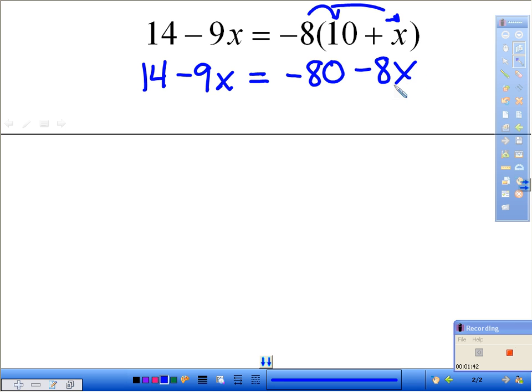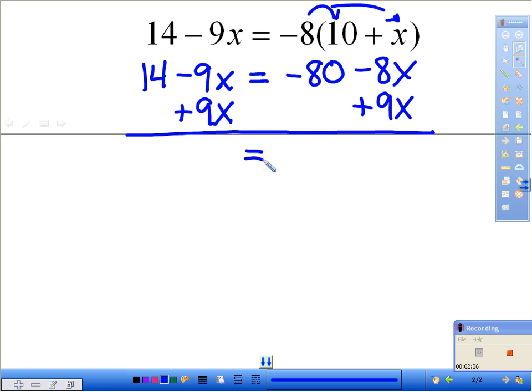Now I have an equation that has a variable on each side. Again, I need to bring all of the variables to one side, all the constants to the other. I'm going to bring all of the variables to the right side this time, and I'm going to do that by adding 9x on the left and adding 9x on the right. Bring down my equal sign. Negative 8x plus 9x gives me 1x.